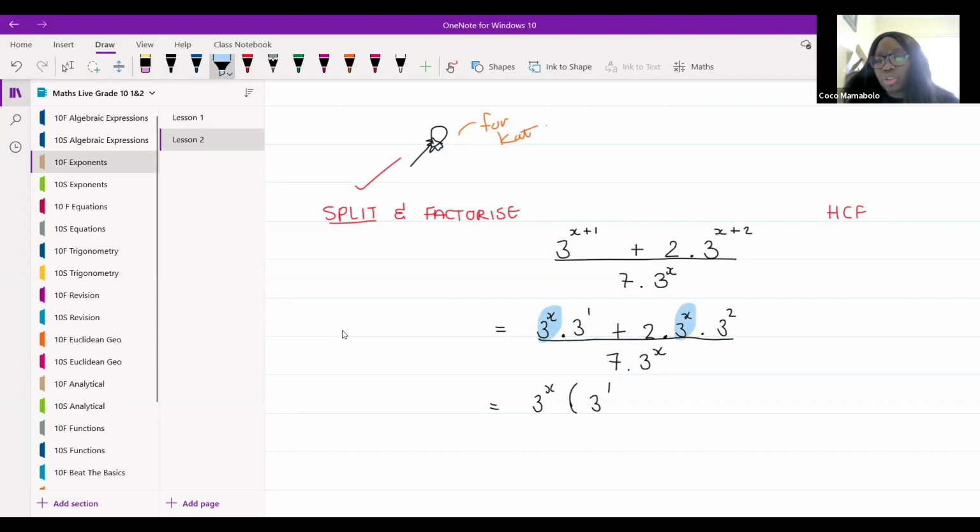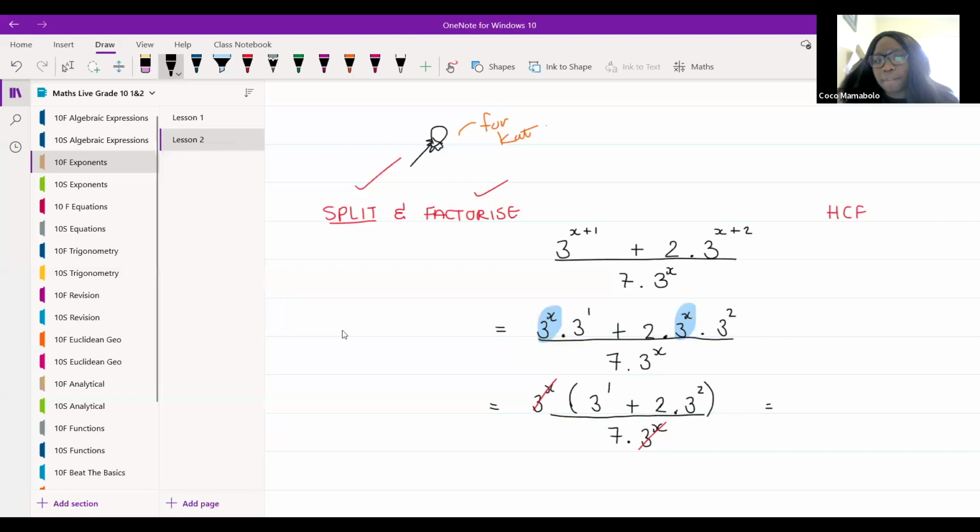So I've taken out the 3 to the power of x's. So I've got 3 to the power of 1. Don't forget the plus sign. Plus 2 times 3 to the power of 2, squared. Agreed? Yes, I do. Good. Over 7 times 3 to the power of x. Now that I've factorized, I've got a fraction. Do I see anything on the top and on the bottom that I can cancel? What's the same on the top and the bottom? 3 to the power x. Beautiful. So I can take 3 to the power of x and 3 to the power of x and cancel them. What do I have left now?